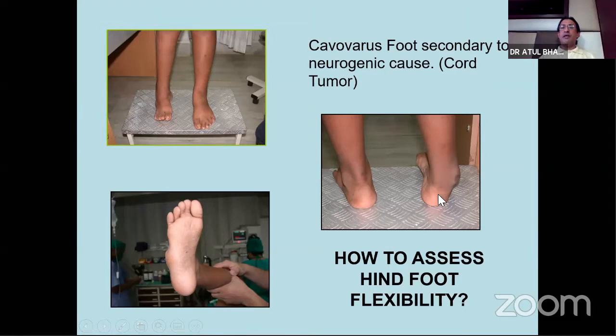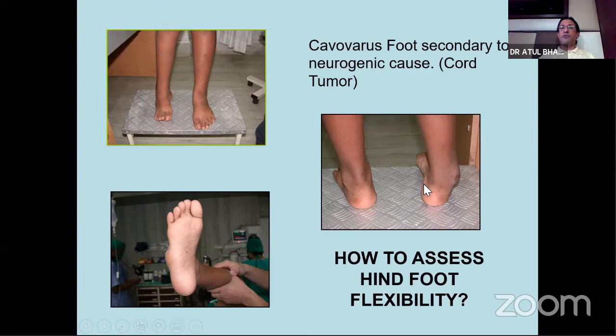And when you get a child with a cavus foot, again you start with the forefoot, midfoot and the hindfoot. So you can see that the foot is inverted. There's a cavus of the midfoot and the hindfoot is in varus. But the key thing in the cavovarus foot, in terms of management, is to assess the hindfoot. And this is where the examiner will always test you. How do you test for hindfoot flexibility?